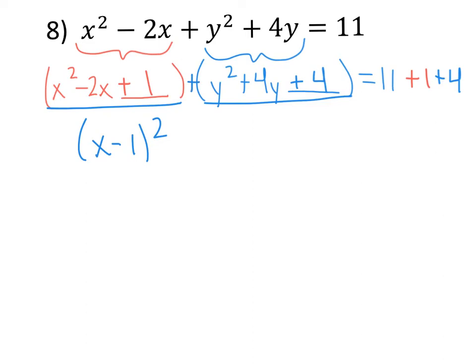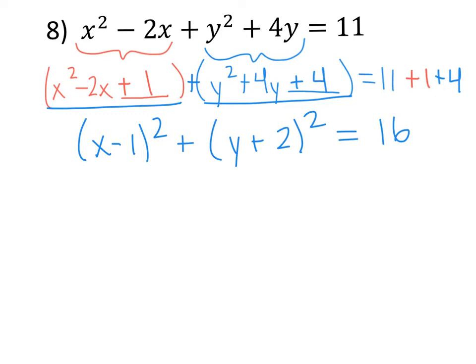There's a plus in here. Plus, and we'll do the same thing to the right side, to the y's. What multiplies to be 4 and adds to be 4 is 2 and 2. So it ends up being y plus 2 squared. And on the other side, 11 plus 1 plus 4 is 16.